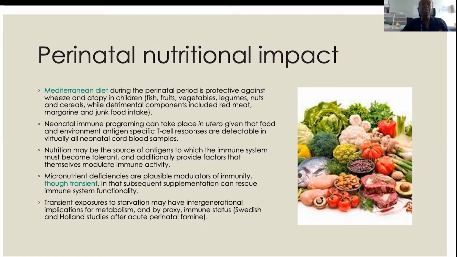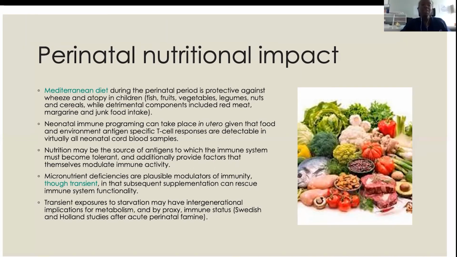Neonatal immune programming can take place in utero, given that food and environment antigen-specific T cell responses are detectable in virtually all neonatal cord blood samples. In addition, nutrition may be the source of antigens to which the immune system must become tolerant. And we know, especially during the period of weaning, this is where tolerance is acquired, and the best window period is usually 4 to 11 months. Additionally, nutrition provides factors that themselves modulate immune activity.